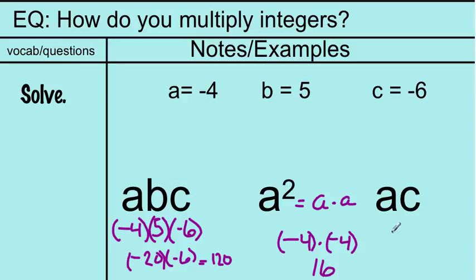Last but not least, I have A times C. A is a negative 4, C is a negative 6, and when I multiply 2 negatives together, I end up with a positive, and 4 times 6 is 24.